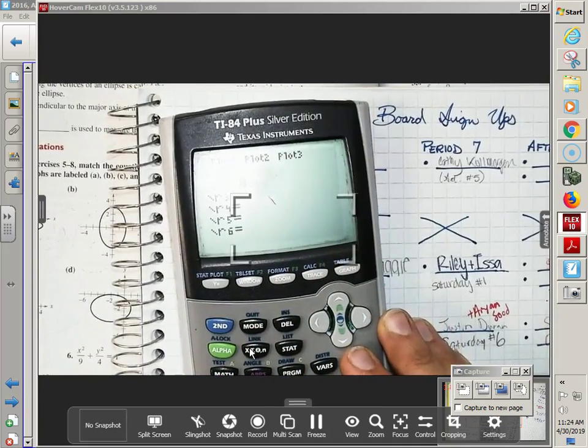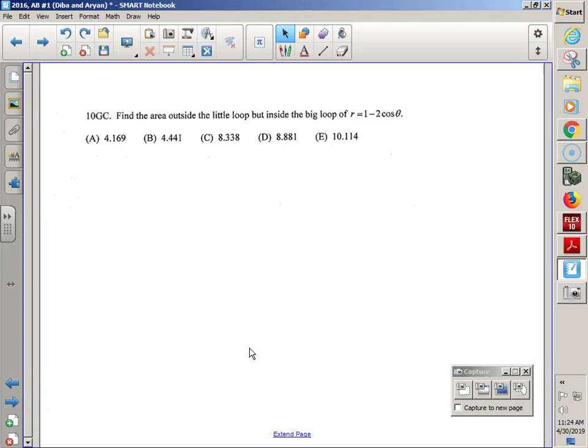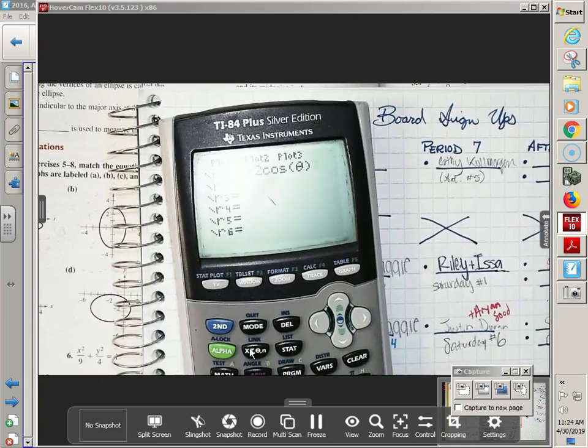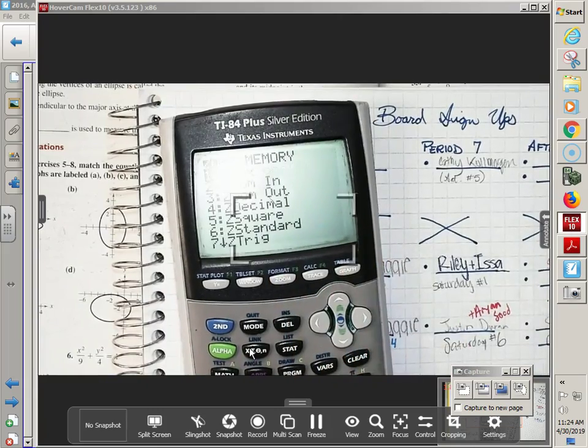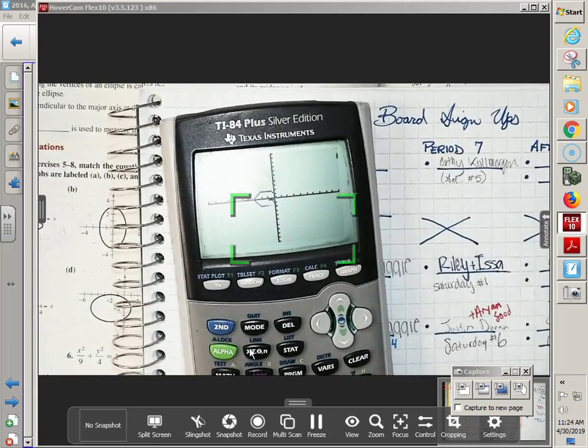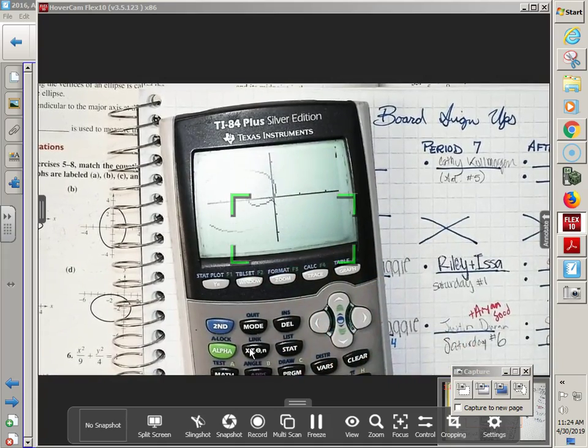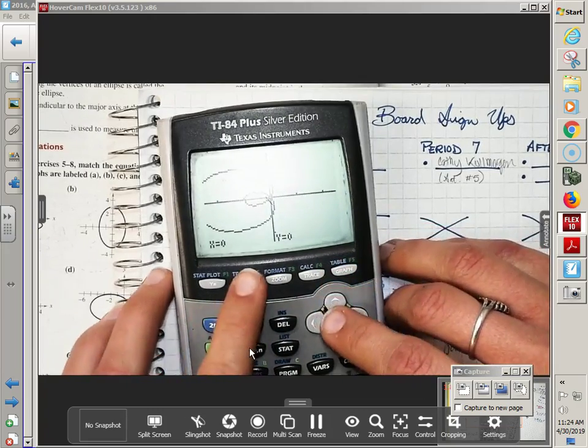What do I have in this equation? 1 minus, oh, I just have 1, right? It's a limaçon. I have 1 minus 2 cosine, guys? Yeah. Thanks. I have a limaçon. And I'm going to do zoom standard, and he's right there. Wait, pause. Did you guys see how this graphed? Yeah, that's the last part.